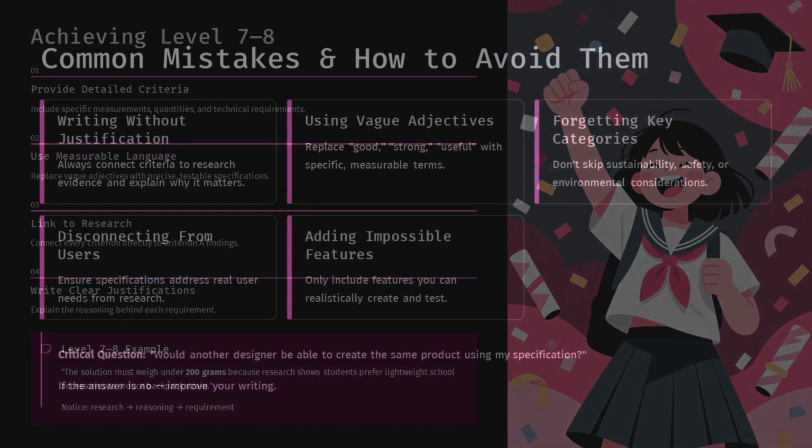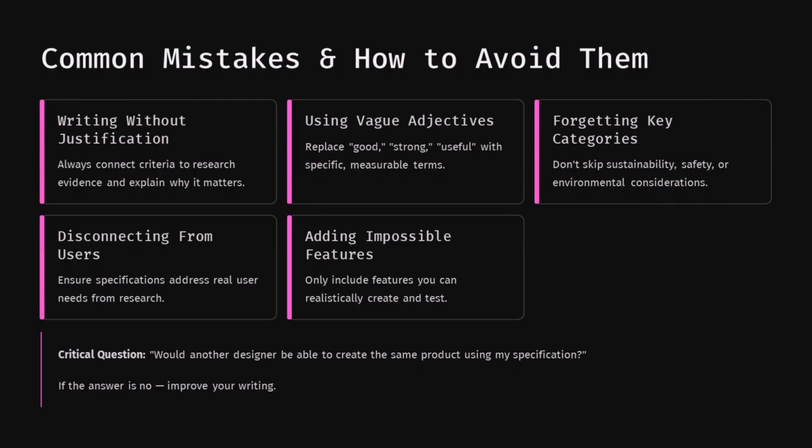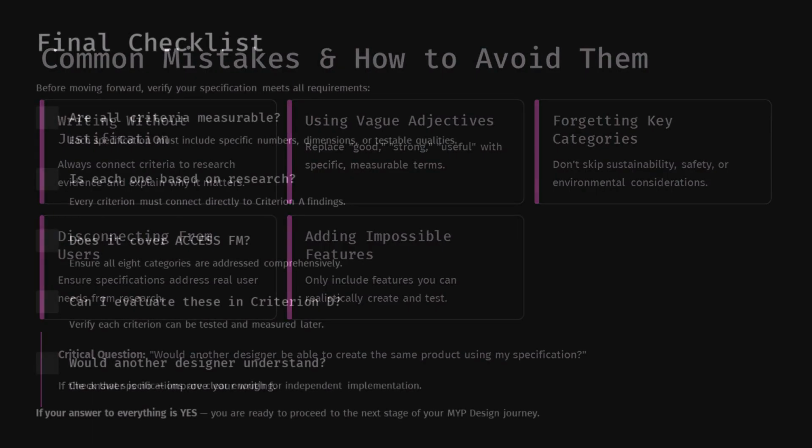What are some of the common mistakes that we ought to avoid? 1. Using vague words like nice, comfortable, and cheap. 2. Writing a design specification that looks like a paragraph. 3. Listing features that are impossible for you to build. 4. Writing irrelevant criteria. 5. Forgetting to connect your criteria to your research. 6. Creating only 3 to 4 success criteria. That is just too little. And lastly, making criteria that cannot be tested in Criterion D. Your specification must guide your design and also be testable.